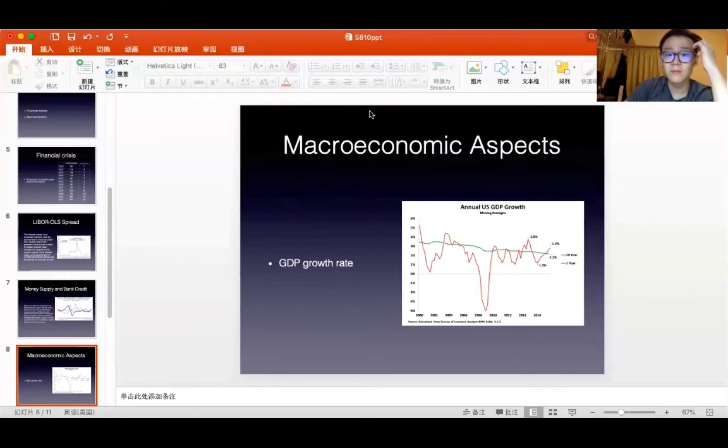So for the macroeconomic aspects, according to the data released by the U.S. Bureau of Economic Analysis, the GDP growth rate in the fourth quarter of 2008 dropped severely. After the implementation of QE1, the downward trend stopped in the first quarter of 2009, and a rebound occurred. It reached around 5% in the fourth quarter of 2009. The fourth quarter of 2010 was about 3%, which was still lower than the level before the economic crisis.